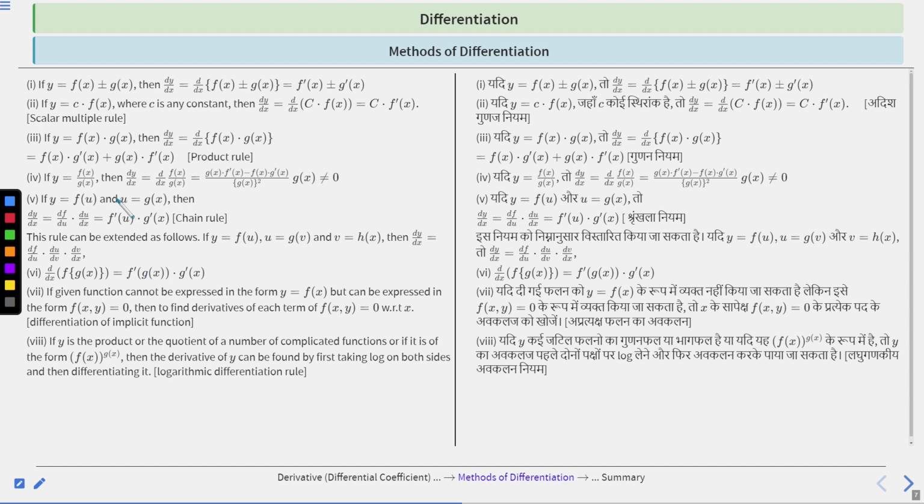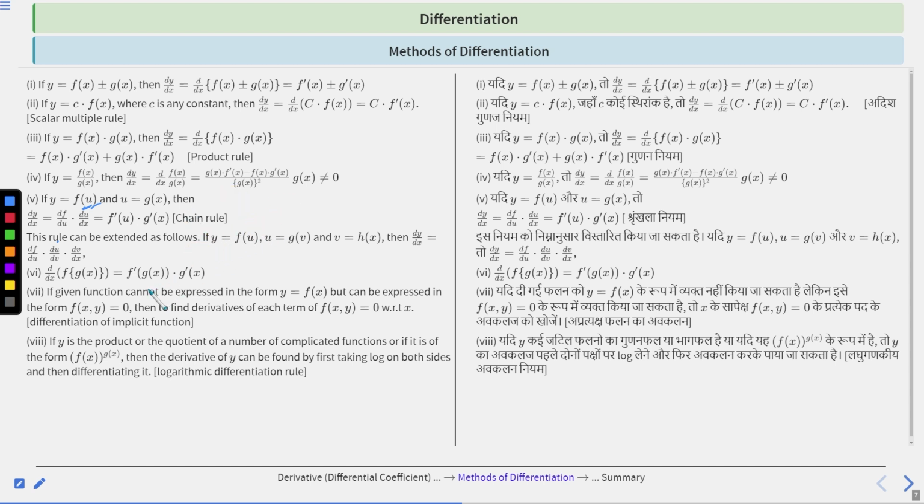Next one: if y is equal to f(u) and u is equal to g(x), then we can apply the chain rule, and the chain rule says that dy by dx can be found as df by du. See, f is a function of u and u is a function of x, right? So first we differentiate f with respect to u, multiplied by the derivative of u with respect to x. So dy by dx can be found as df by du into du by dx, which is equal to f dash u into g dash x. Clear? It is called the chain rule.